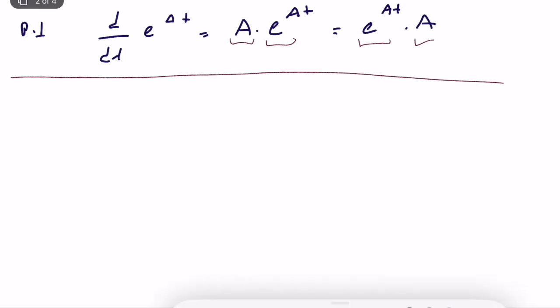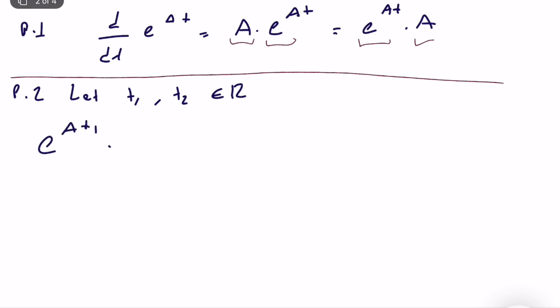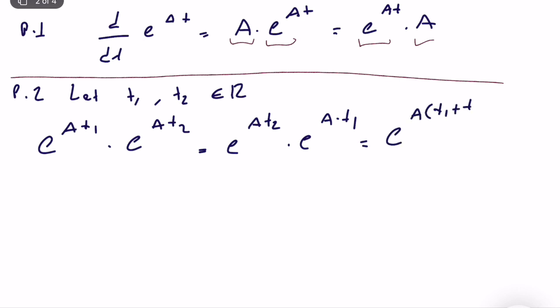Our second property: let t1 and t2 be two different time instants. They are real numbers. Then e to the power A t1 times e to the power A t2 is equal to e to the power A t2 times e to the power A t1, which means they're commutative. That's one property. Moreover, it is also equal to e to the power A times (t1 plus t2).